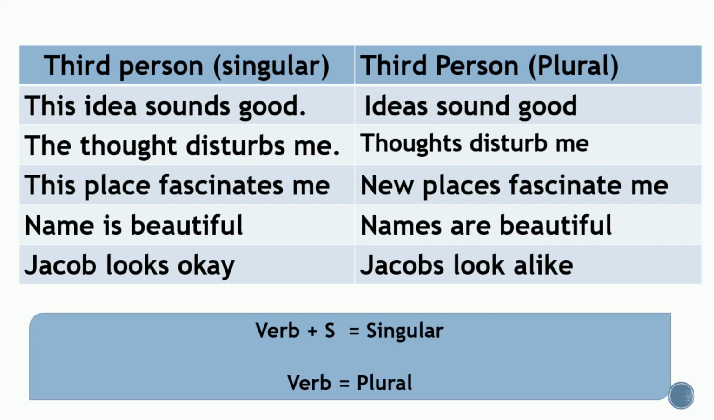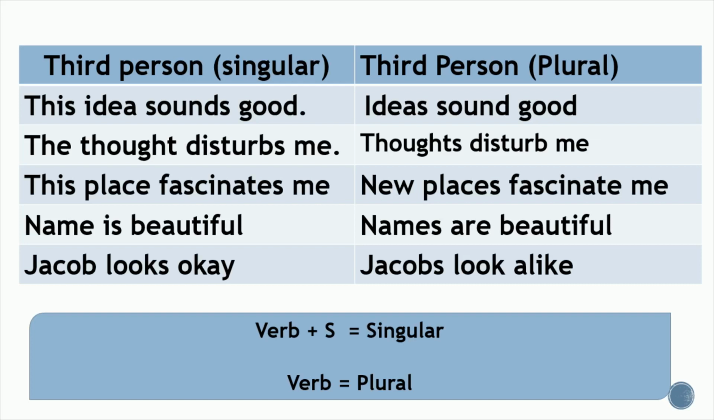Let's go to the second sentence. A thought disturbs me. A thought. One thought. It disturbs me. Thought plus verb plus S. Disturb plus S. Now if you see the same sentence in the second column, thoughts. Many thoughts. Plural form. So no S with the verb. Thoughts disturb me is the right sentence because thoughts and disturb, the subject and the verb, agree with each other.